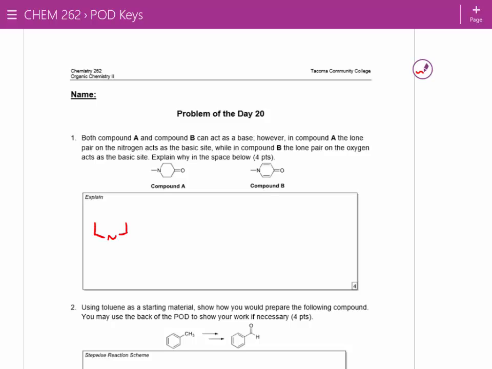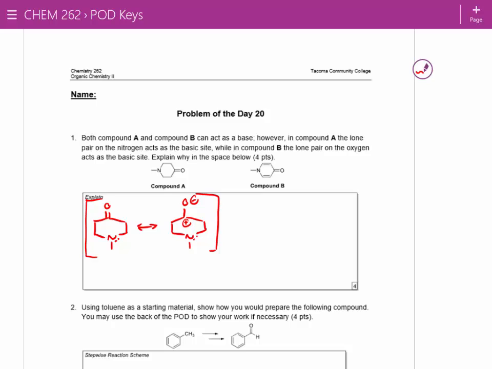For compound A, there's really only one resonance structure we can draw. And that is where we dump electrons up to that oxygen, giving it a negative charge. That carbon has a positive charge. And if we look at this, the nitrogen lone pair is just hanging out, right? So for compound A, the nitrogen lone pair can act as an electron donor, making it a reasonable base.